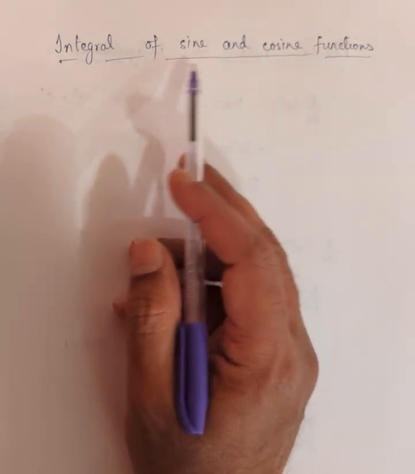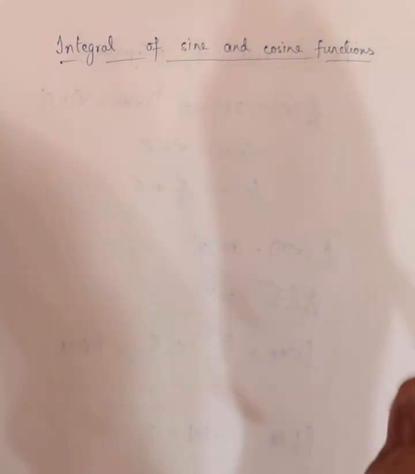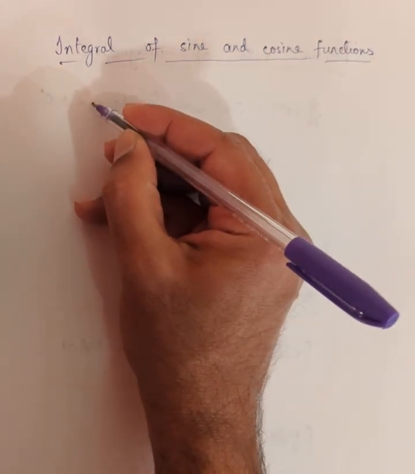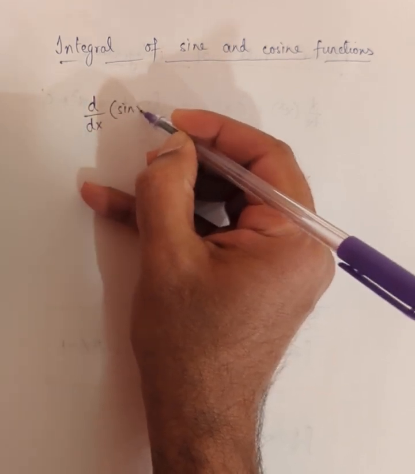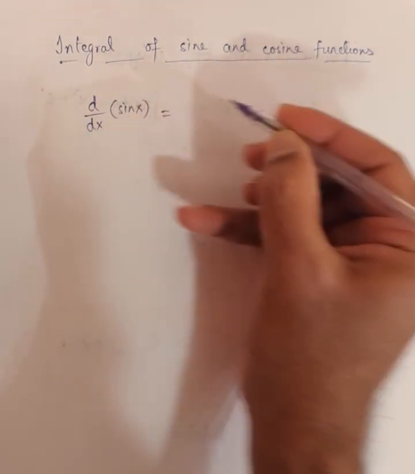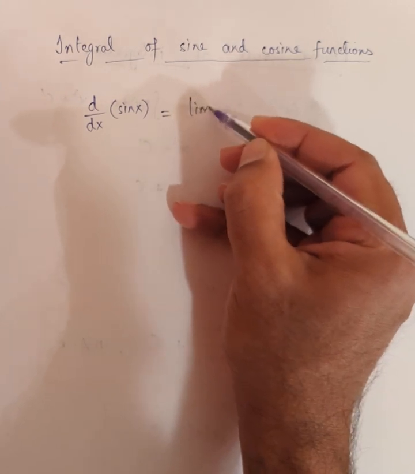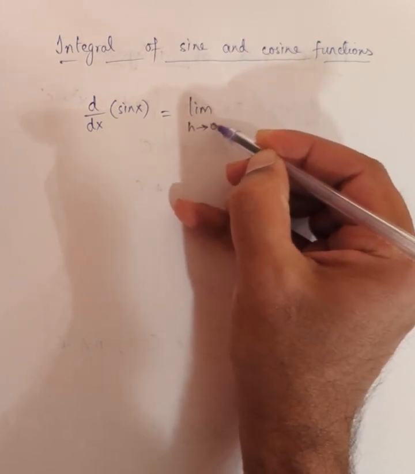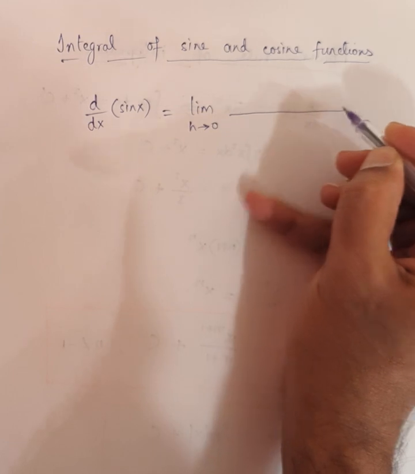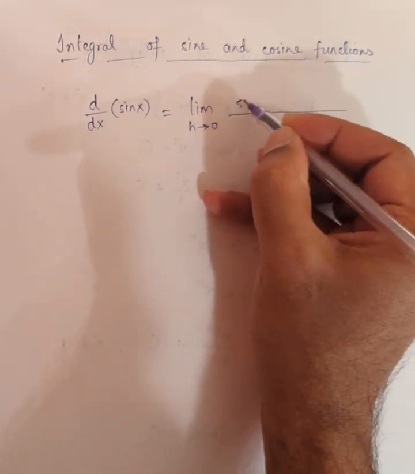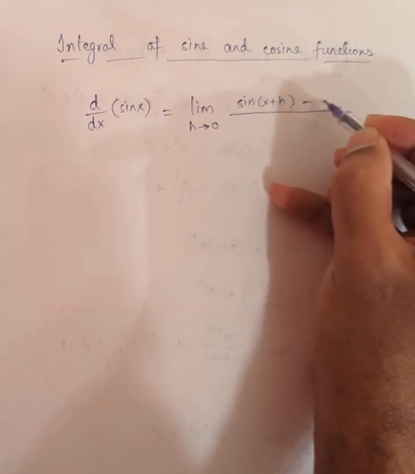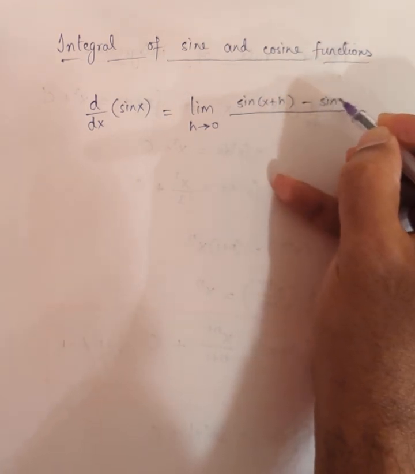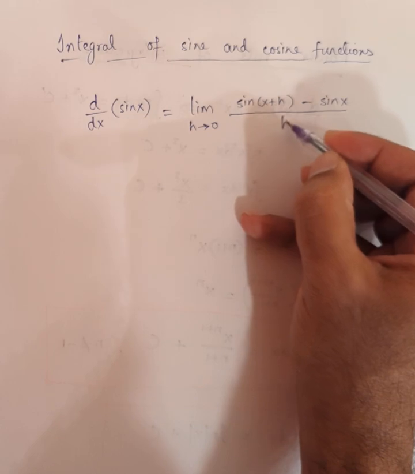Let's recall how we found the derivative of sine and cosine functions. So the derivative of the sine function is this limit. The derivative of any function is this limit: h approaches 0 and you evaluate the function at x plus h. So it would be sine of x plus h, and you subtract f of x. So in this case, you subtract sine x and you divide by h.